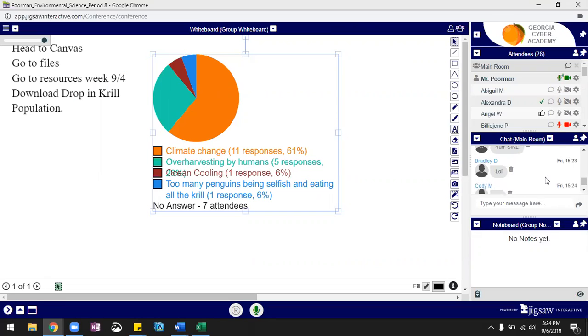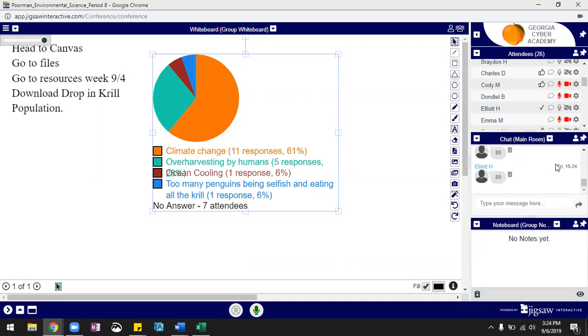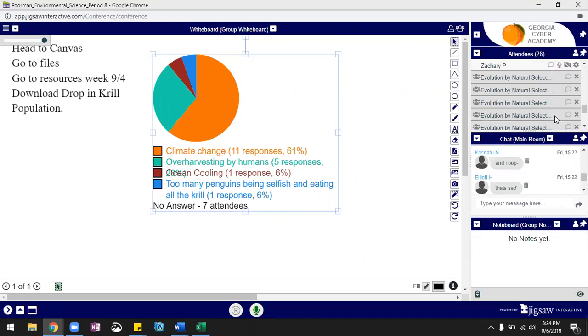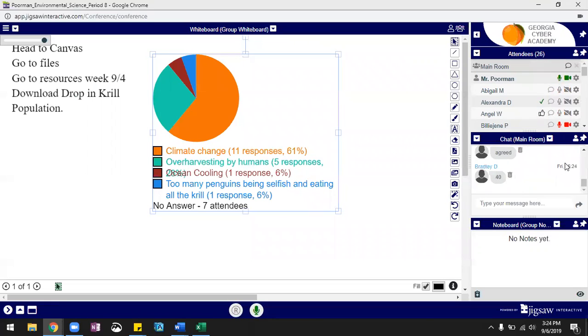Awesome. Abigail says 80. Cody says 80. Does anyone agree or disagree? Elliot says 80. You guys agree? Does anyone disagree? Is it less? Is it more? You agree. Okay. 40%. Okay. So Bradley thinks it's 40.